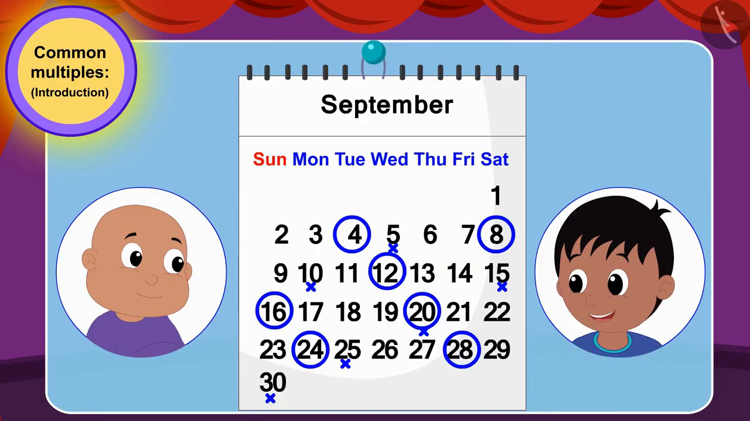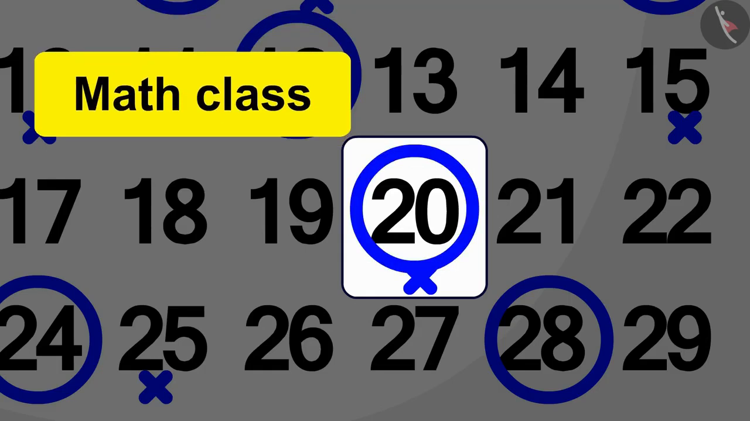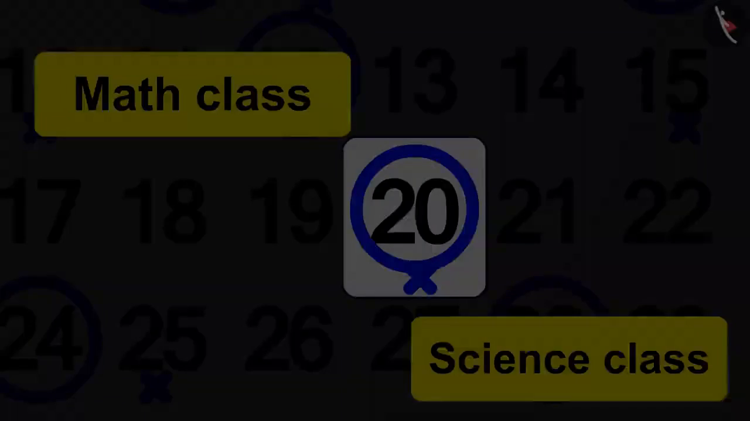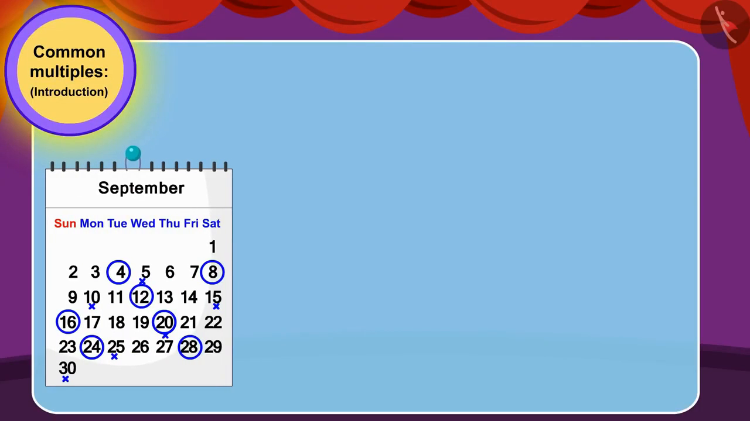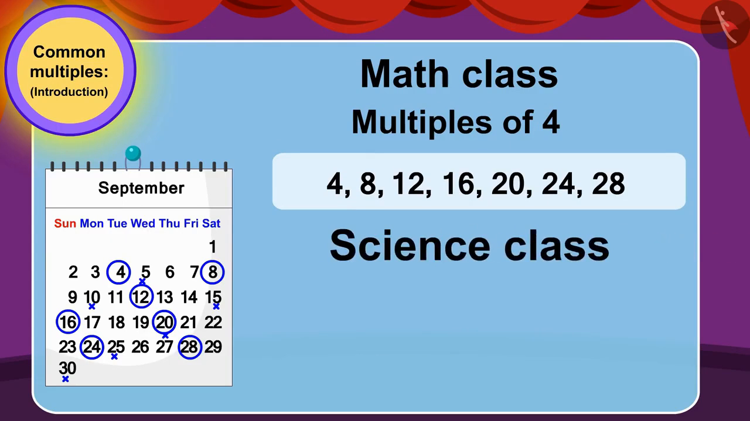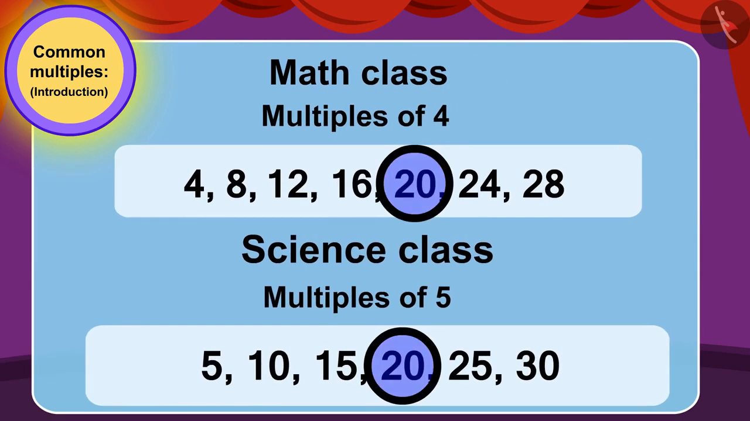Now, when Raju and Bablu looked closely at the calendar, they found that on the 20th, Bablu made the circle of math class and Raju also made a mark for science class. Children, we can see that Bablu's math class dates are multiples of 4 and his science class dates are multiples of 5, and 20 is a multiple of both numbers.